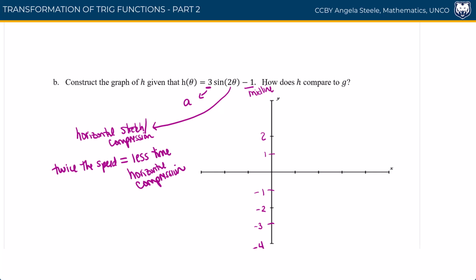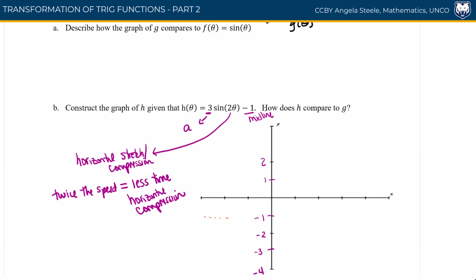So let's look at how this shows up on our graph. Again, I'm going to draw that typical ghost graph just so we can see. I'm going to put in that midline. We still have our generic sine function, so I'm going to go back and put in these values.